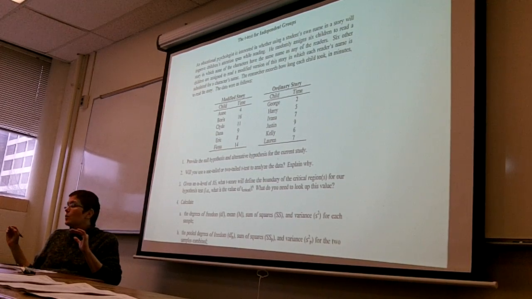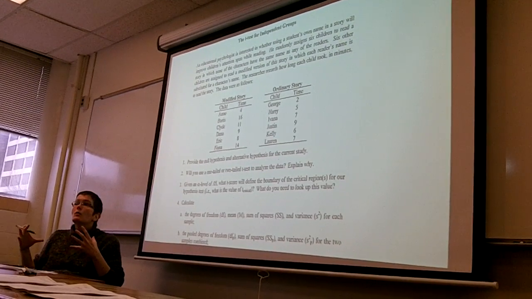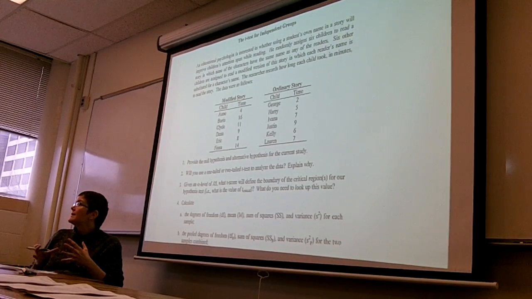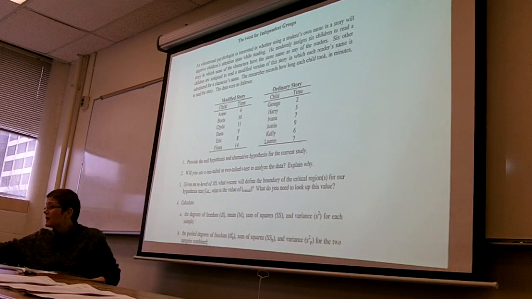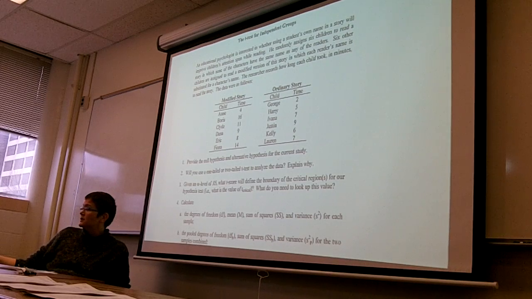Okay? And what we have here are data for one group of children that read the modified story. That's the story where the characters in the book are named Anne, Boris, Clyde, Dana, Eric, and Fiona. Okay, so those are the characters. So every kid in that sample has a character in the book named after them.